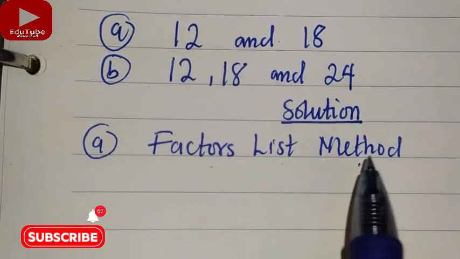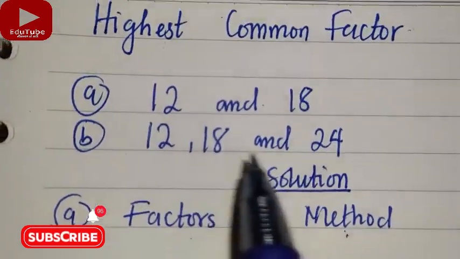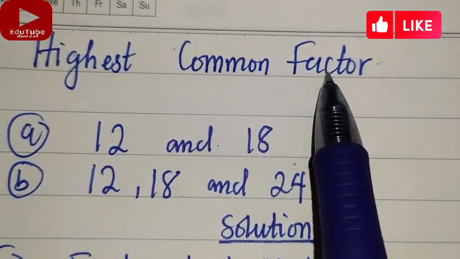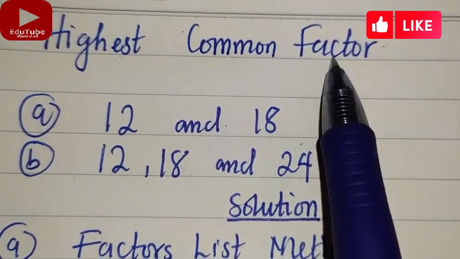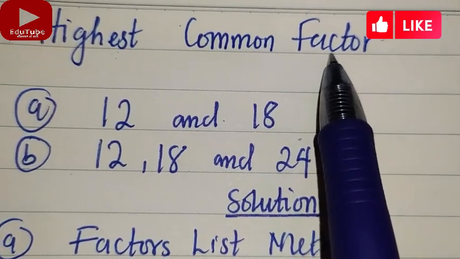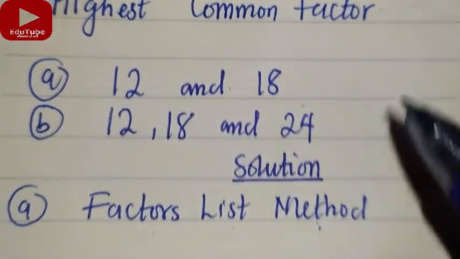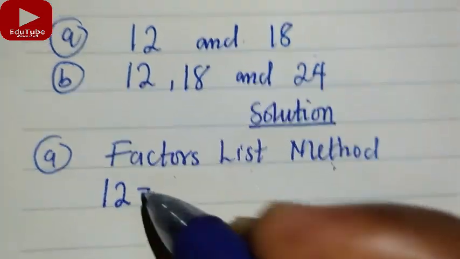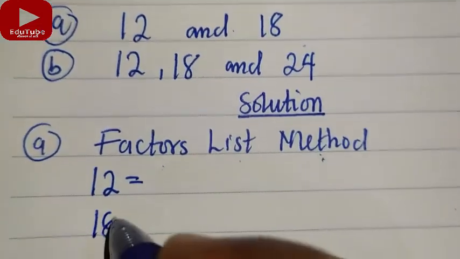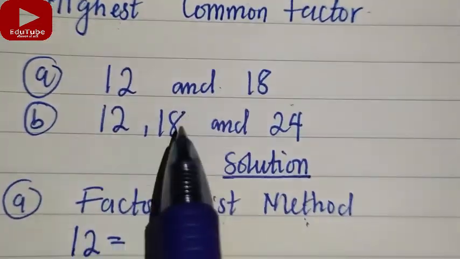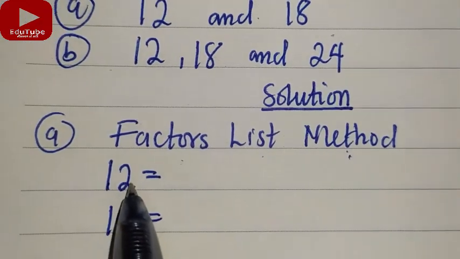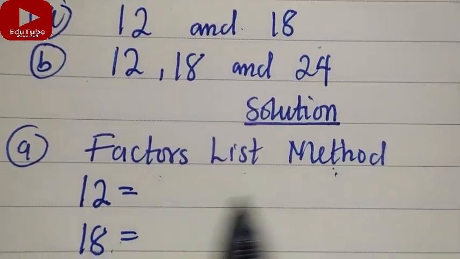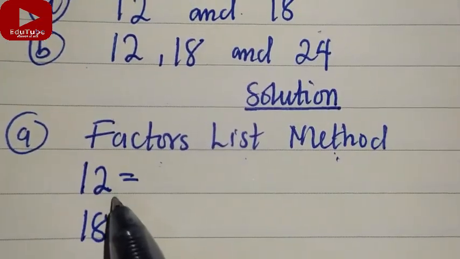Now before we proceed on to using factors list method to find the HCF of 12 and 18, what's a factor? A factor is a number that can divide other numbers without a remainder. Again, a factor is a number that can divide other numbers without a remainder. So basically, we are going to list out factors of 12 and factors of 18 for example 1. So we are going to list out numbers that can divide 12 and 18 as their factor. Now we're starting with 12.